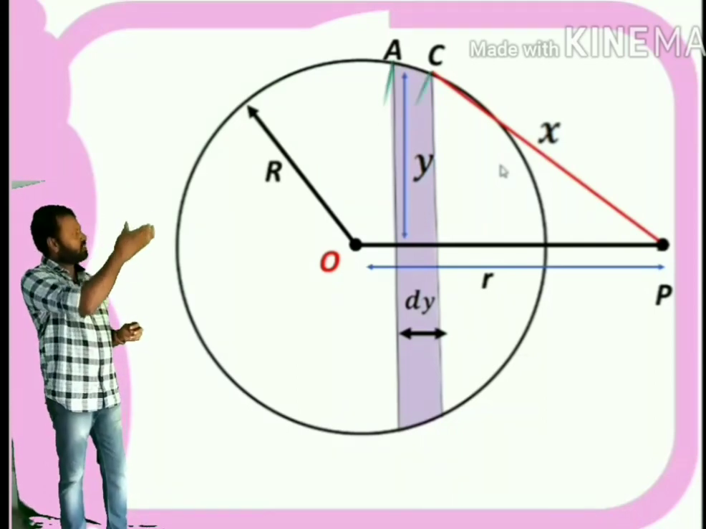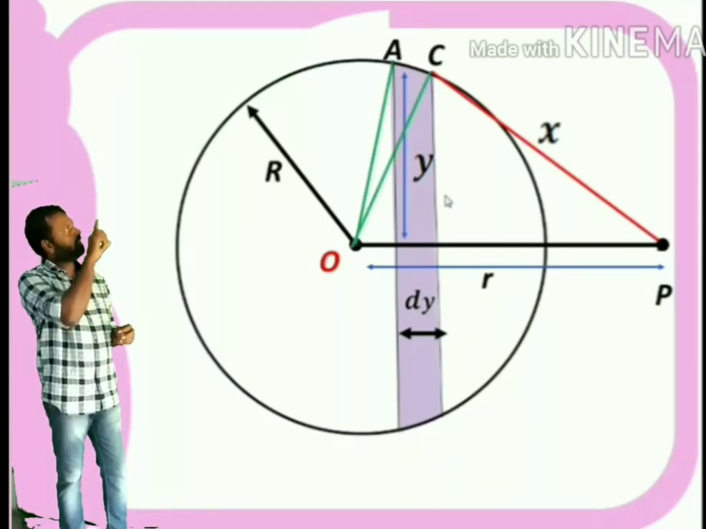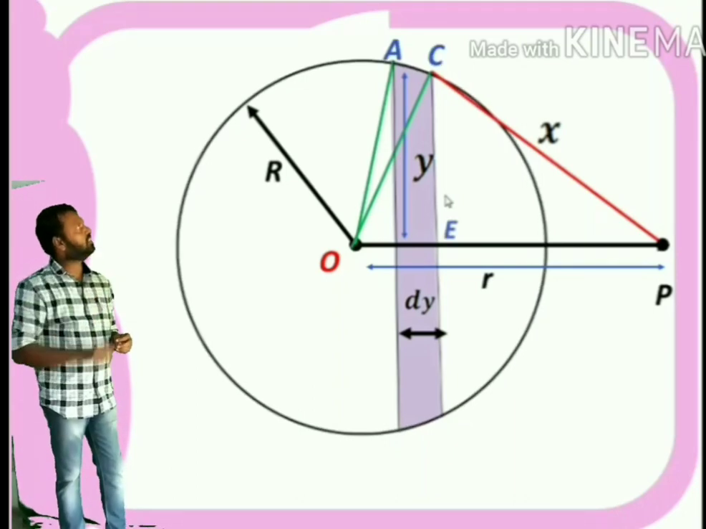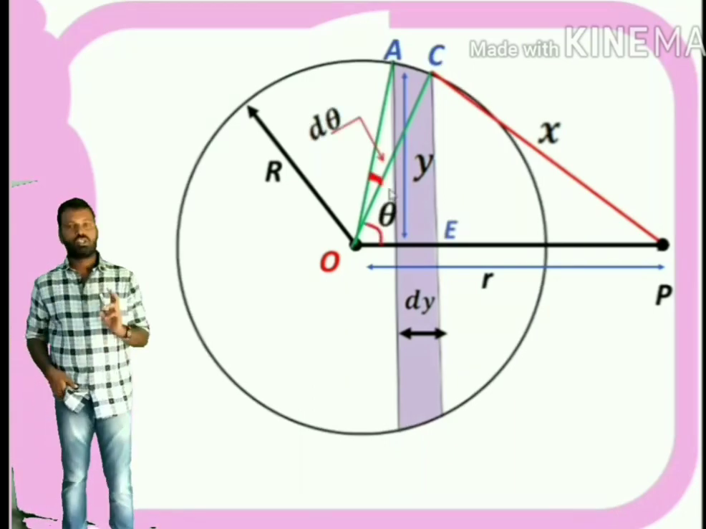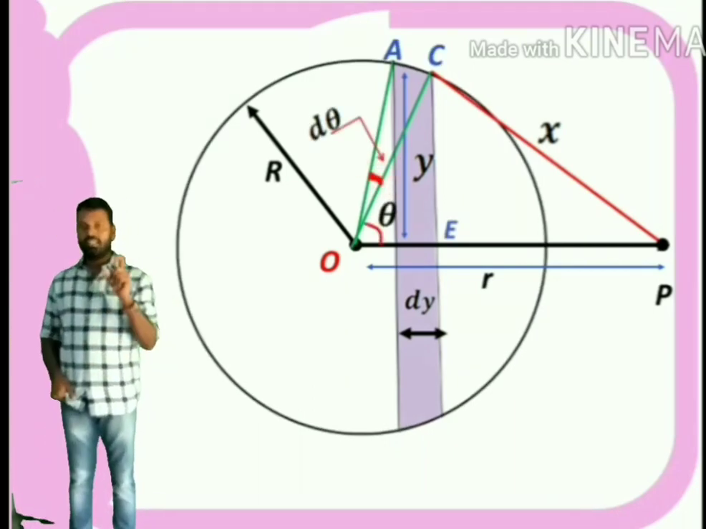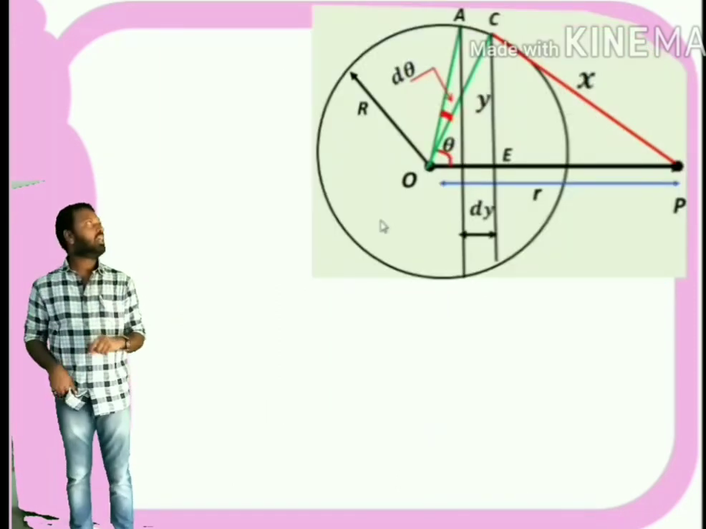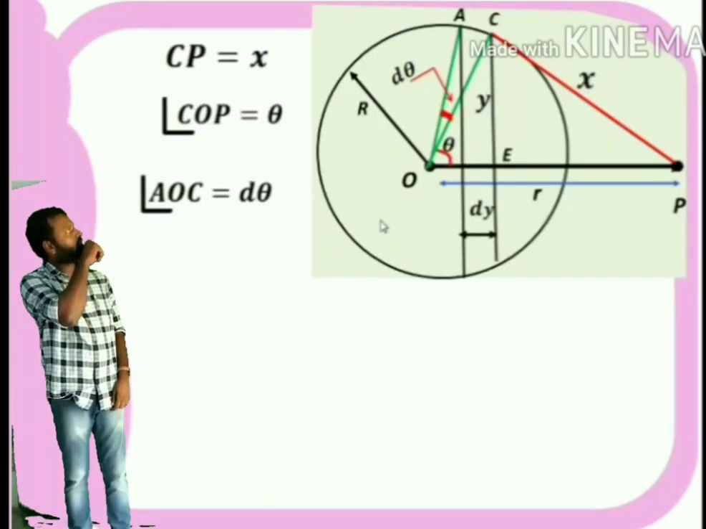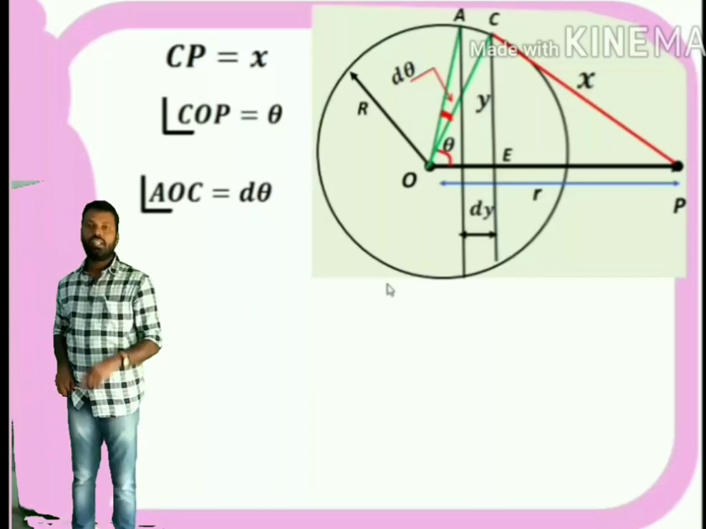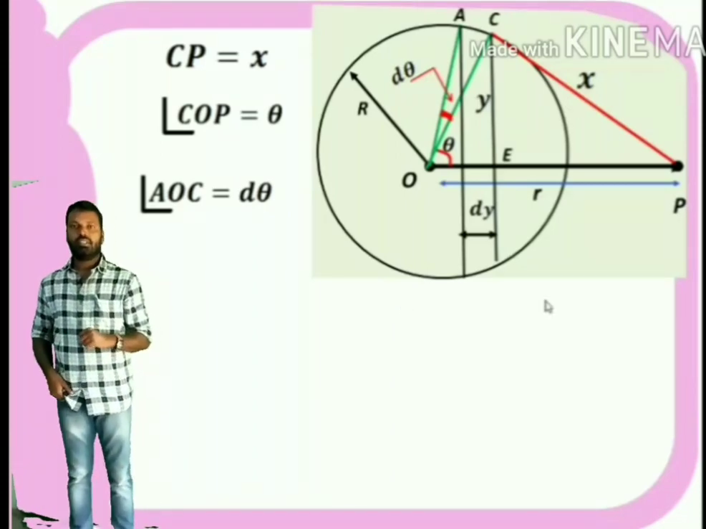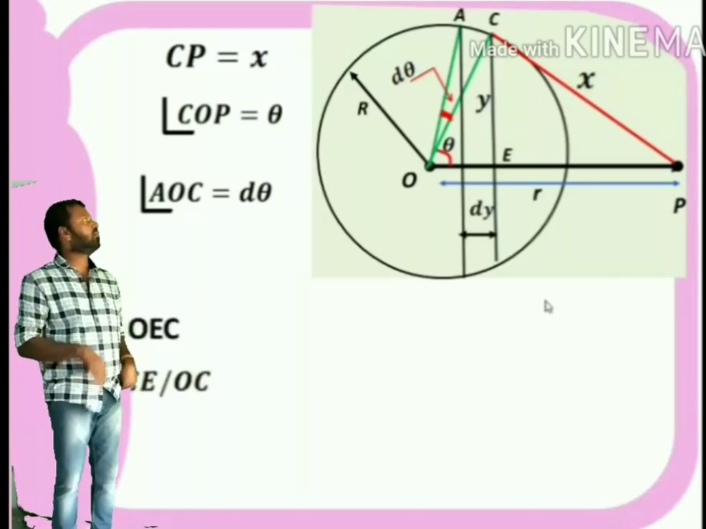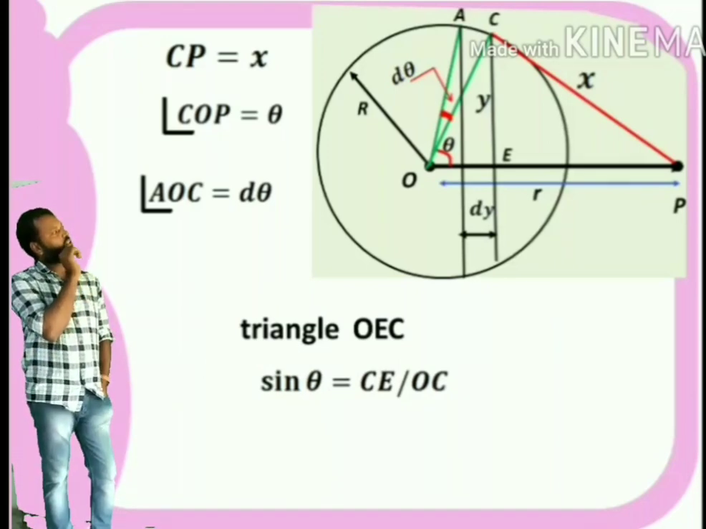Join points A and C with center O. A and C points making an angle d theta with center O. So from that figure CP is equal to x, angle COP is equal to theta and angle AOC is equal to d theta. See that figure from triangle OEC.